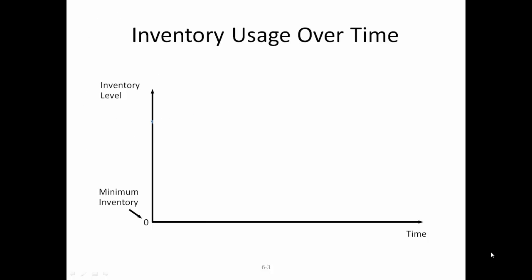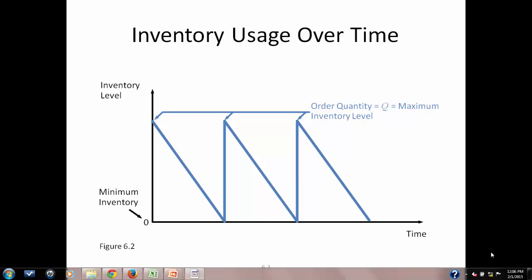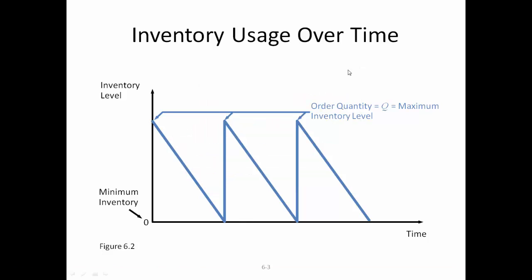Well, what happens to inventory over time? We have an inventory level, and we call the level that we started with the maximum inventory level. And we give that value a letter Q. Realistically, we have an inventory, and with this inventory, our inventory is going to be depleted. And how far can our inventory be depleted? Well, our inventory can actually be depleted down to zero.